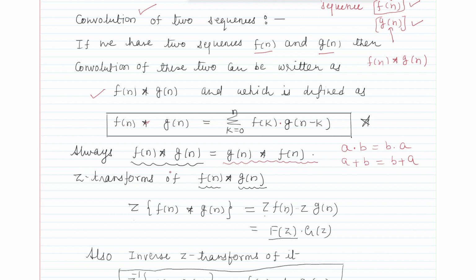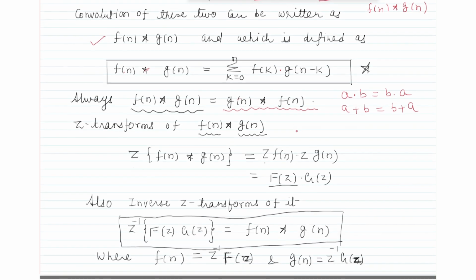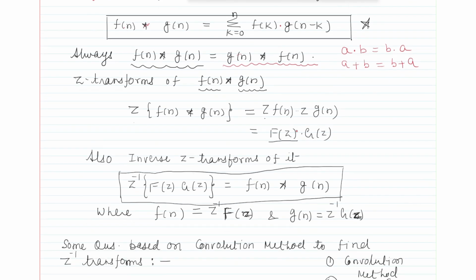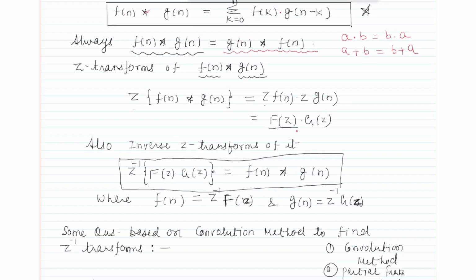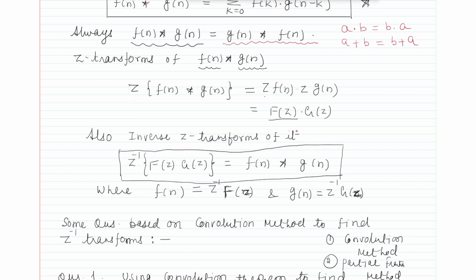So if in some question it is difficult to find the convolution by using f(n) star g(n), what we can do is take g(n) first and f(n) next. There will be no effect on the answer in the z transform. So now we see how to use the z inverse transform and convolution in some questions.